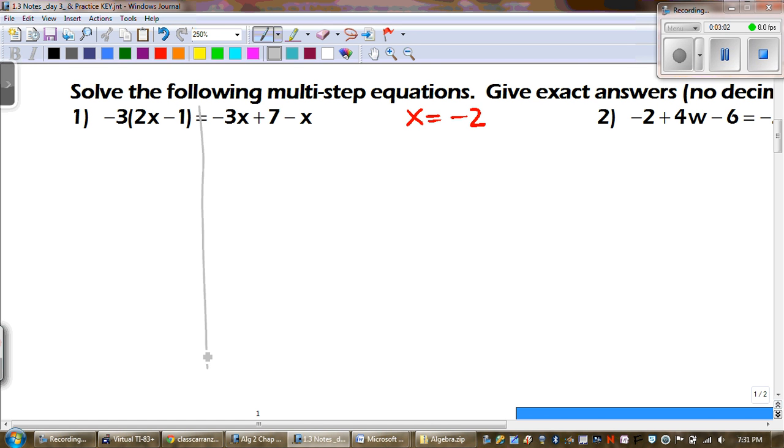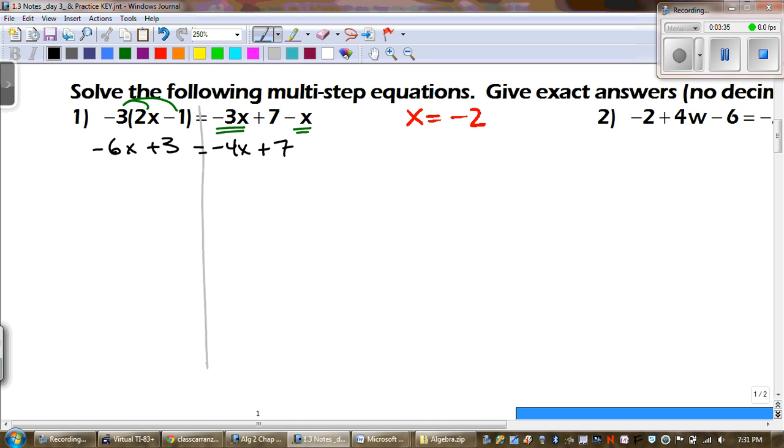Now I want to look at the left side and the right side individually. We've got those parentheses, but the first thing we need to do is distribute. So -3 times 2 gives me -6. -3 times -1 gives me +3. Now on the right side, we can combine our like terms, and we get -4x plus 7.